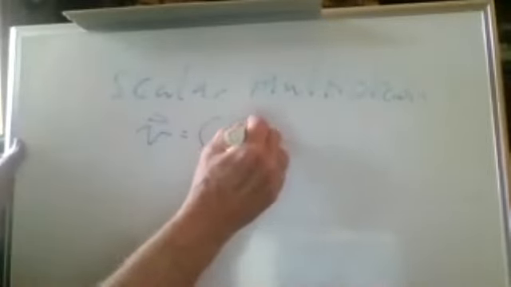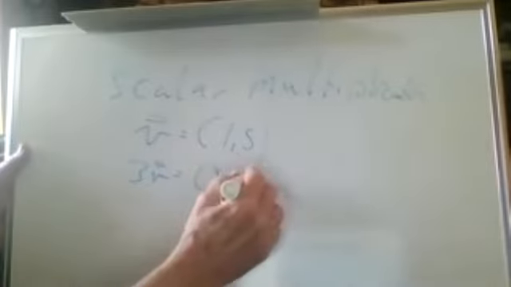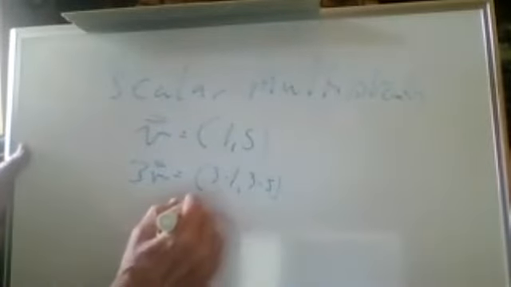All right, so if vector V is 1 and 5, then 3 times vector V would be 3 times 1 and 3 times 5, which would make it 3 and 15. So that's pretty simple math, okay? Pretty simple math. That's scalar multiplication. Very easy to do.